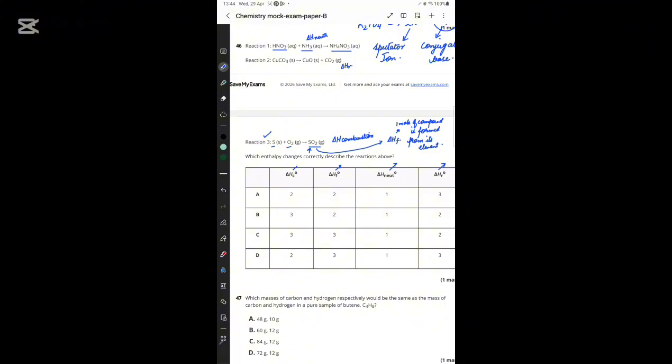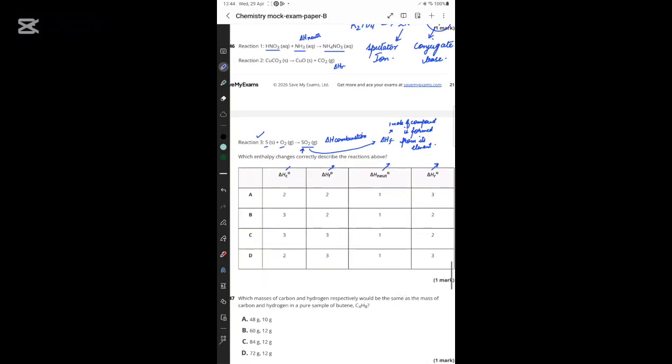Now let's see what is going to be our answer. So if we see enthalpy of combustion, that is specifically reaction 3, so it could be B or it could be C. Then if we see enthalpy of formation, that is specifically reaction 2.